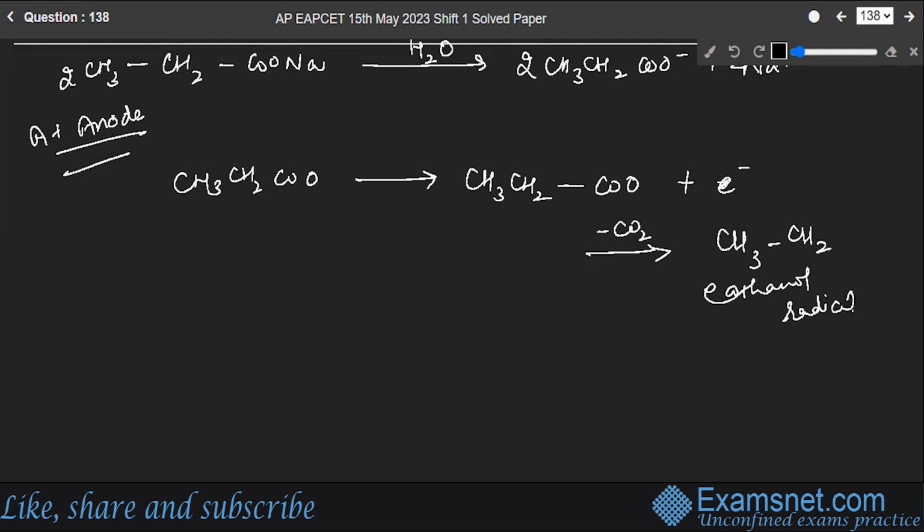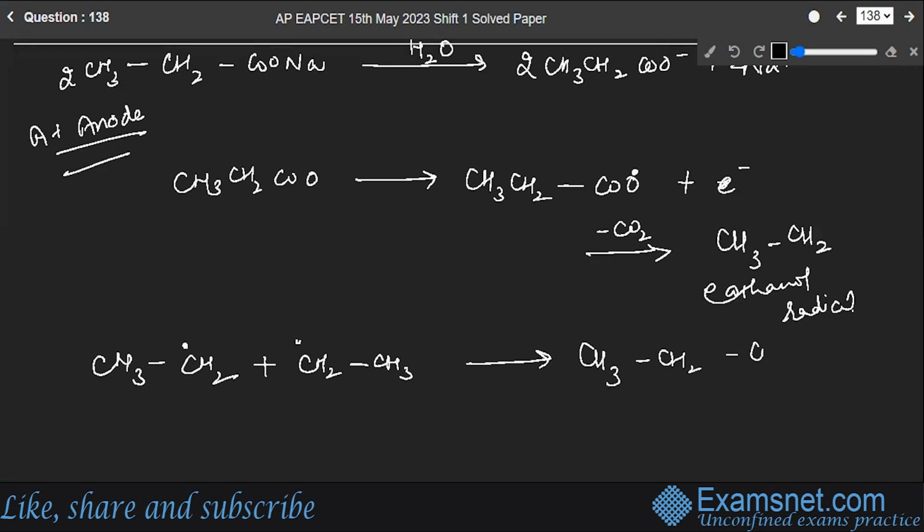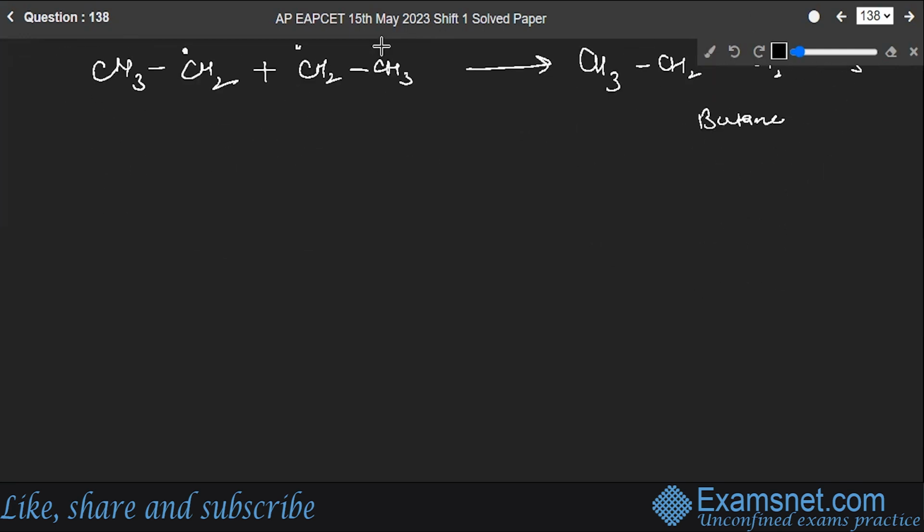Okay, now the radical formed over here undergoes dimerization. So you have CH3CH2 with one electron, plus CH2CH3 with another electron. This gives you CH3CH2CH2CH3, which is butane. Right? That was at the anode. And what happens at the cathode?